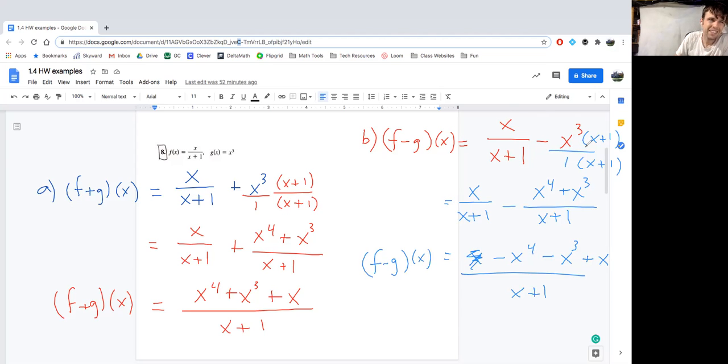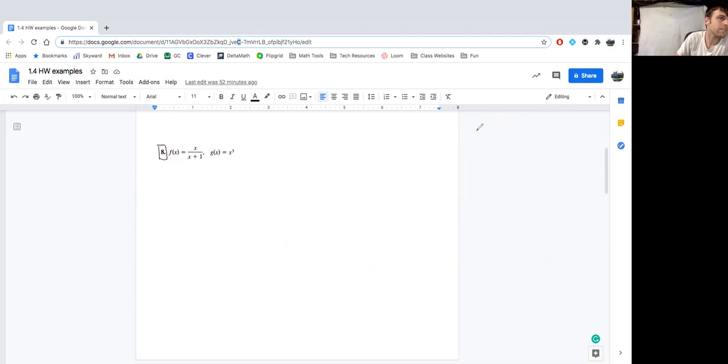Not too bad, but is it really that much simpler than this? I don't really know. All right, next we have the product of these 2 functions. So f times g of x. And that's going to be x over x plus 1 times x cubed. Multiplying that, right? Remember, this is really over 1. So we're going to end up with x to the 4th over x plus 1. That'll be our product.